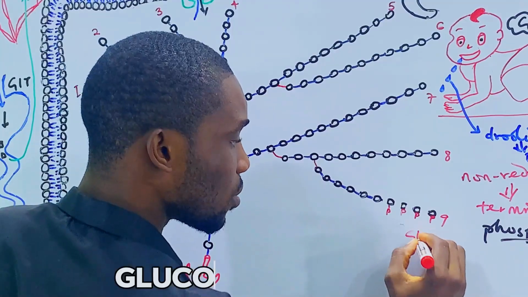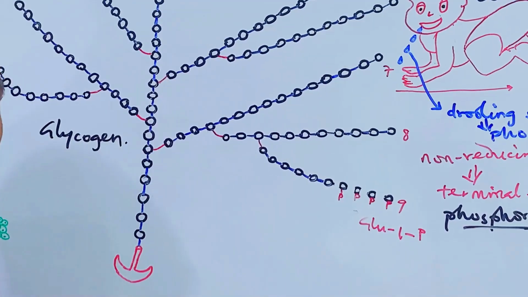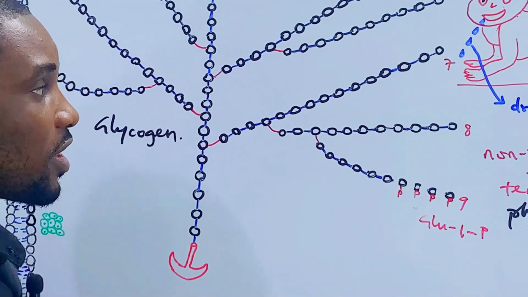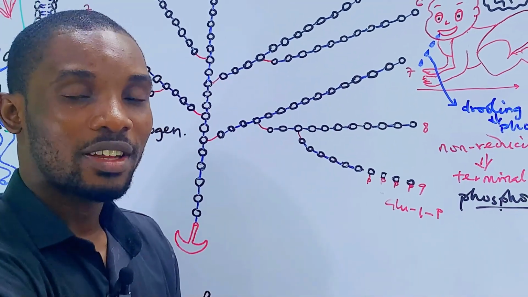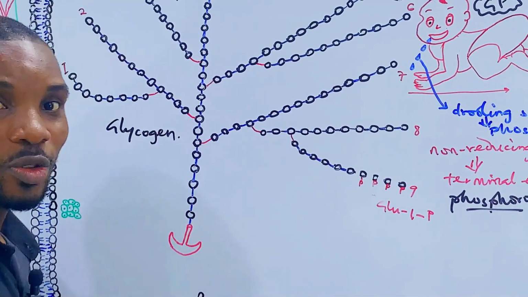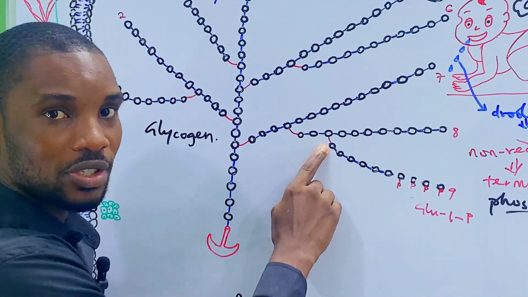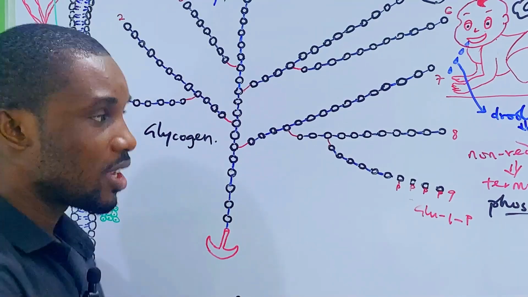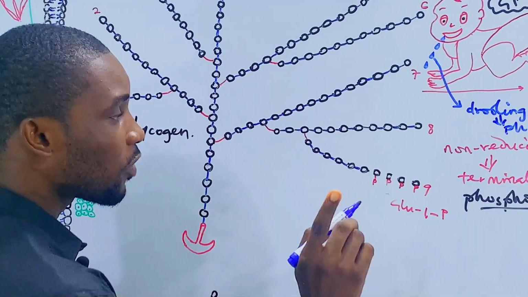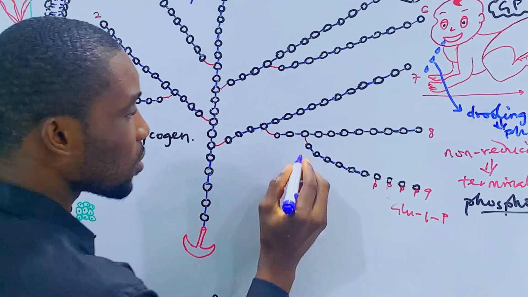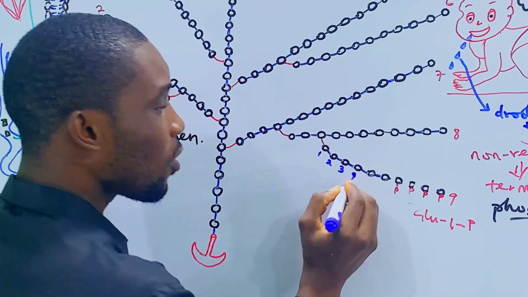So we would have glucose 1-phosphate eventually, right? And the difference or the trick here is that the phosphate cannot break the bond after the 4th glucosyl unit. So from the branch point, this is a branching point where 2 glucose chains meet. Where 2 glucose chains meet is called a branching point. And from the branching point, you count 4 glucose molecules. So this is 1 glucose molecule, 2 glucose molecule, 3 and 4 glucose molecules.